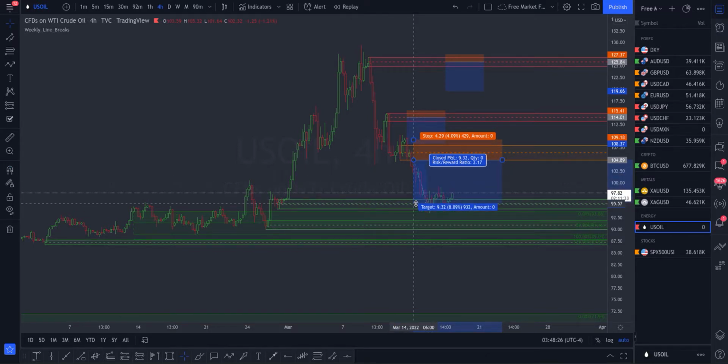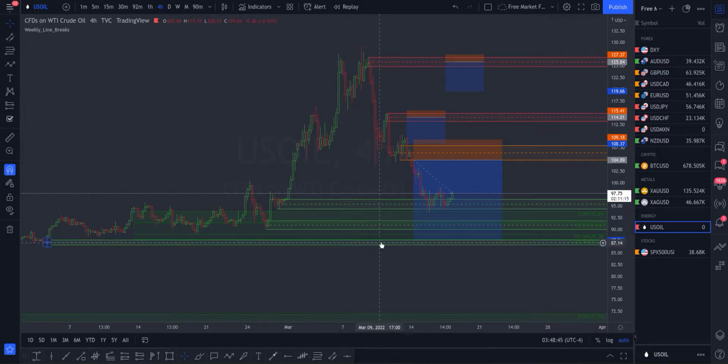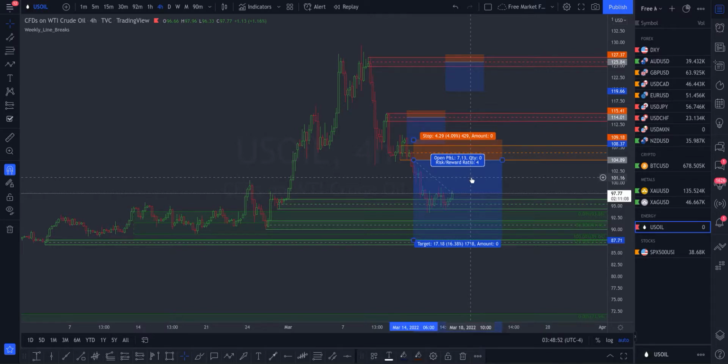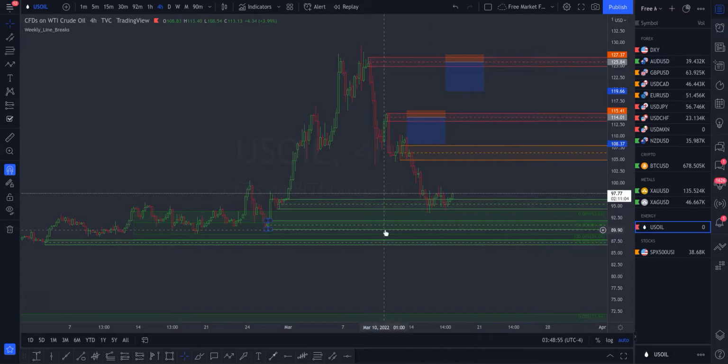Okay, so 4-1 was not hit because 4-1 would have been way down here. So it was not hit yet. Was not hit yet because it can definitely come down and remove these demand zones and tap into this demand zone and push up, but giving us the target.